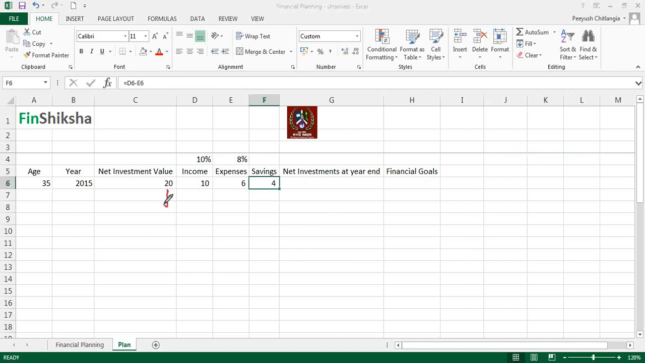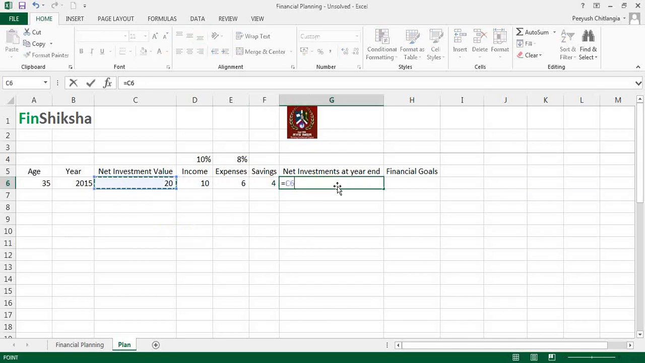You have this 20 that grows at 10% plus this 4. So 20 into 1 plus 10% will become 22, correct? Let's look at that. So this is net investments at the end of year, and let's put the 10% investment growth number here. So we have 20 into 1 plus 10%, correct? And plus what is saved during the year, 4. So we get 26 here.